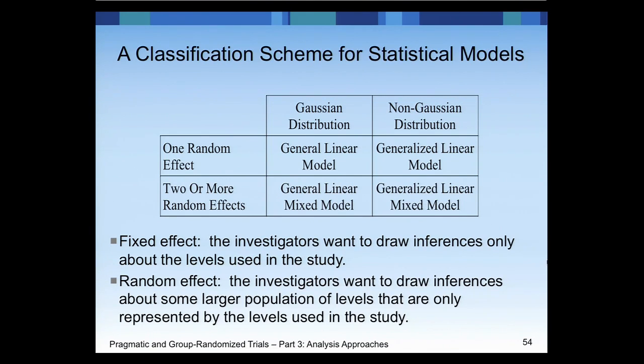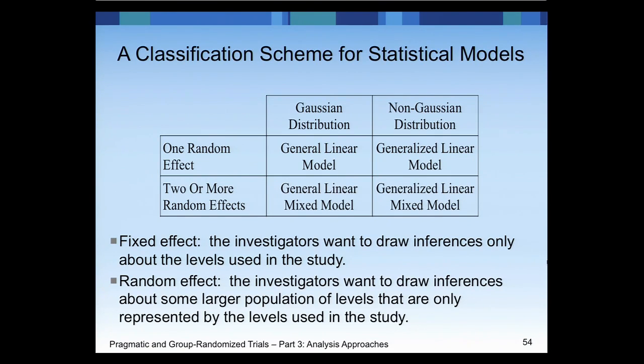The upper right-hand corner is the generalized linear model. Many of you will be familiar with logistic regression and Poisson regression. Those are examples of the generalized linear model. Here we have non-Gaussian outcomes, still one source of random variation. The lower left-hand cell in the 2x2 table is where we have normally or Gaussian distributed data, but now we allow 2 or more sources of random variation. This would be the general linear mixed model.